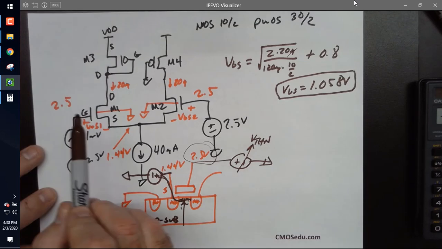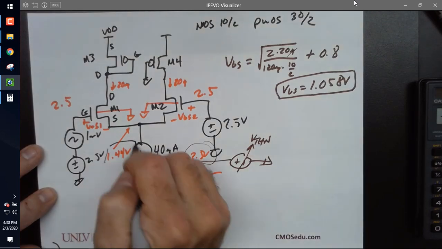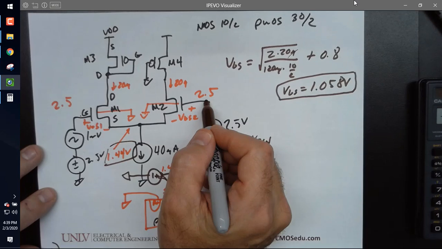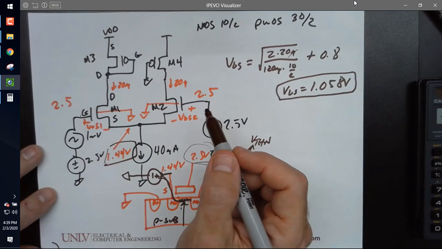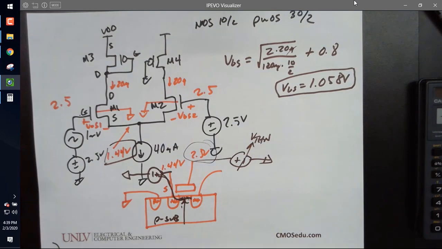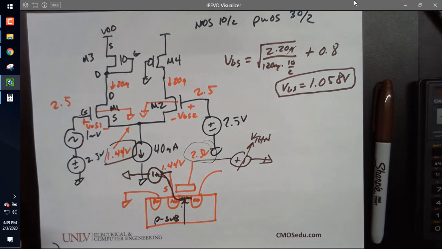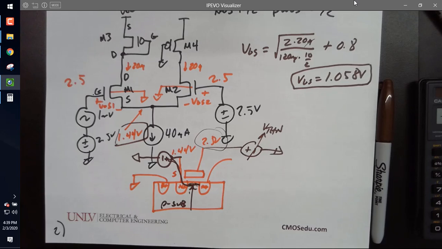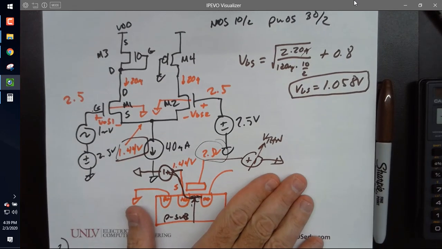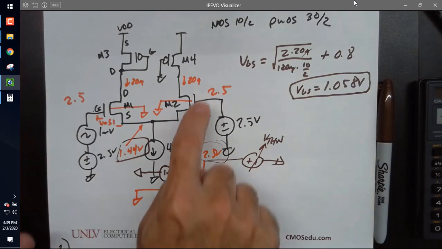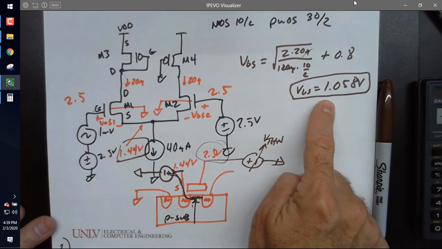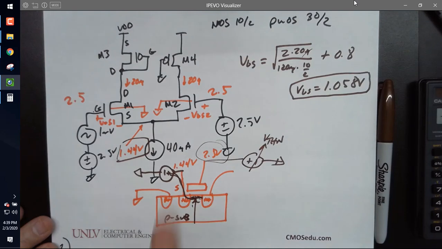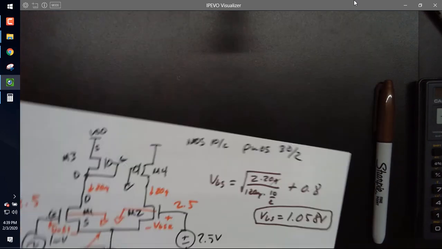So I know this voltage is 1.44. I know this voltage is 2.5. I know this voltage is 2.5. I know the current in each branch is 20 microamps. Now I'm ready to calculate the stuff up here. Before I move on, are there any questions? So if I were to give you something like this on the quiz on Wednesday, no one would be challenged, right? This is 2.5, right? The VGS is 1.058, so it's just dropping down to 1.058. Okay? So now I'm going to do the top part of the circuit.